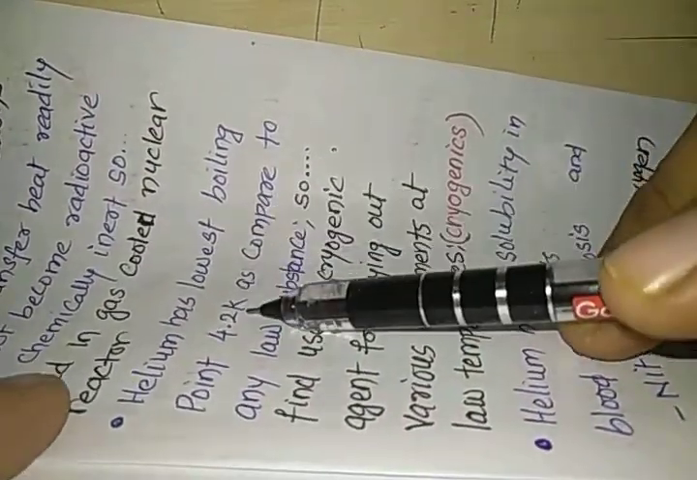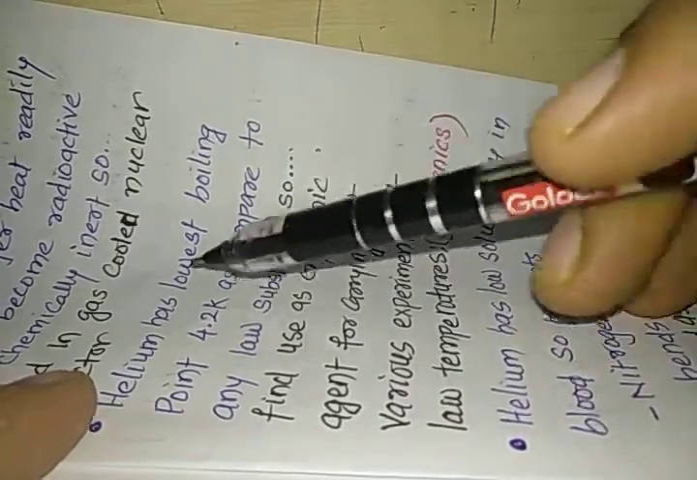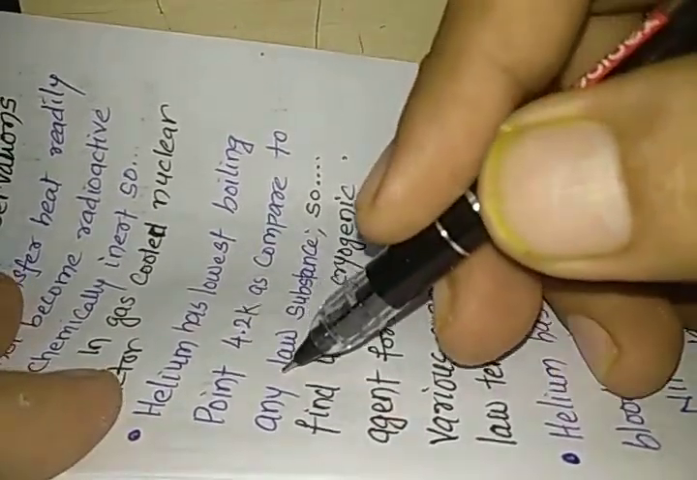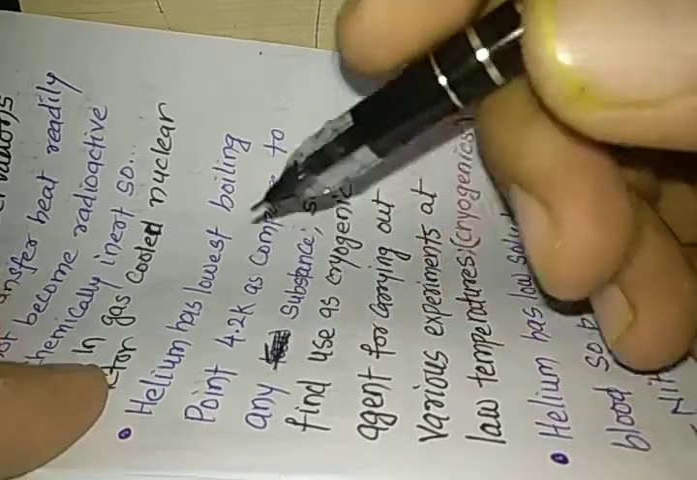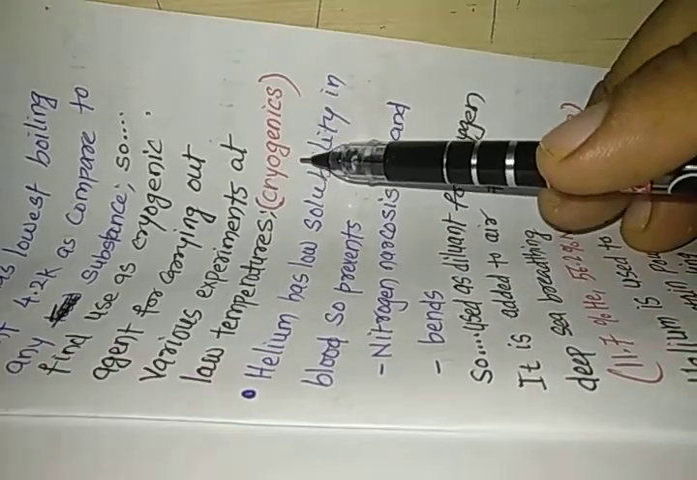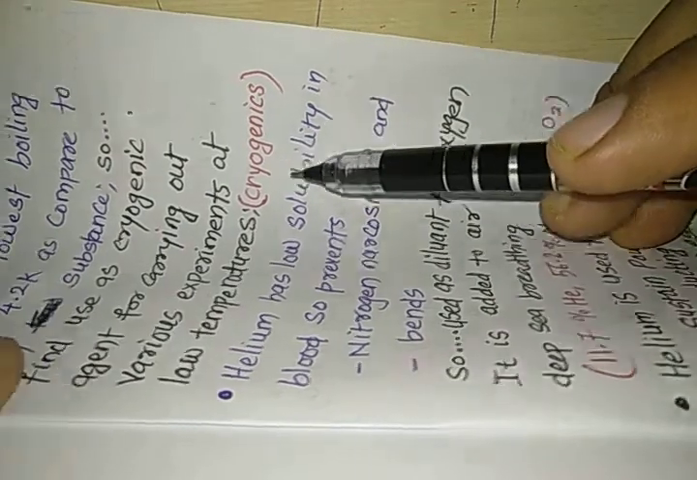Helium has the lowest boiling point, that is 4.2 Kelvin, as we have studied, compared to any other substance. That is why we find use of helium as a cryogenic agent for carrying out various experiments at low temperature, and this particular process is known as cryogenics. So helium is used in cryogenics, where different experiments are done at very low temperature.